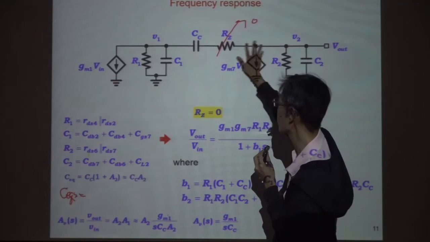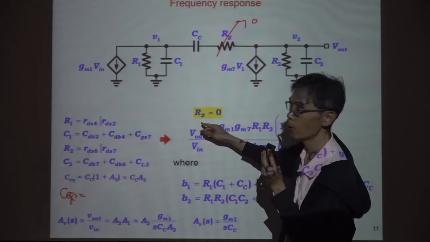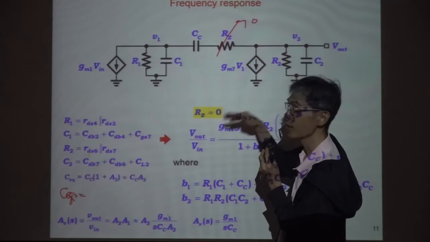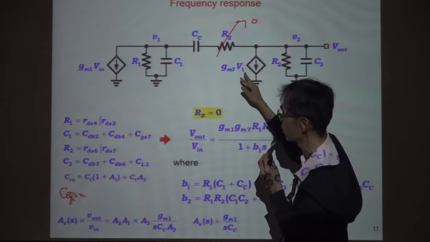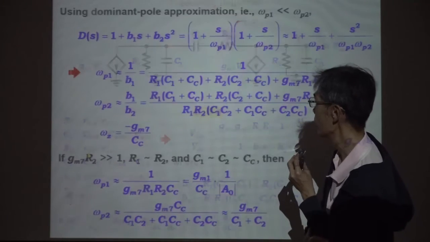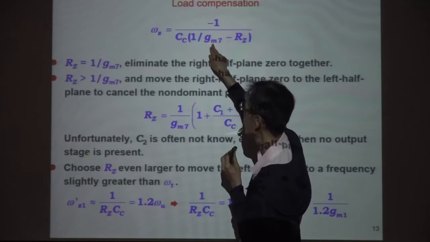For this small signal analysis, you put RZ back. It's not easy to tell, but you need to run through the small signal analysis to get this value.